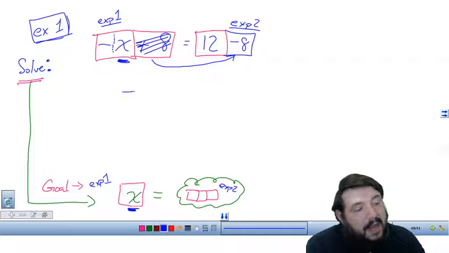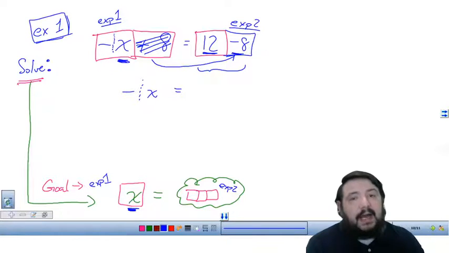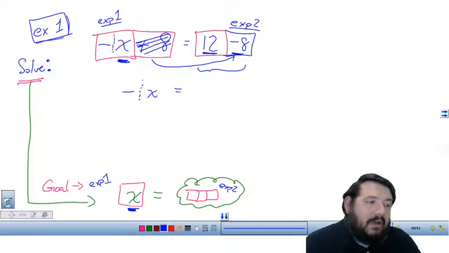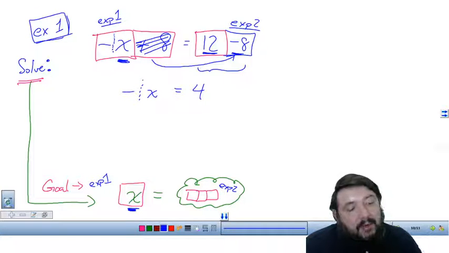Now I'm going to put negative implied 1x equals, and right here, I have 12 minus 8. Well, this expression can simplify because these are both constants. I'm allowed to combine them. If you watched our video about combining like terms, you're allowed to combine. 12 minus 8 makes 4. Now I'm looking at my equation again, and what's the problem right now?